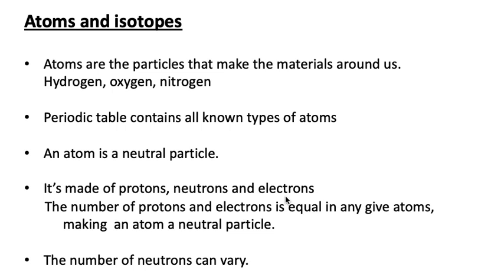The number of neutrons, however, can vary. A hydrogen atom can have one neutron, two neutrons, or even no neutrons. And that idea leads us to the concept of isotopes, which we will explain in a separate lesson.